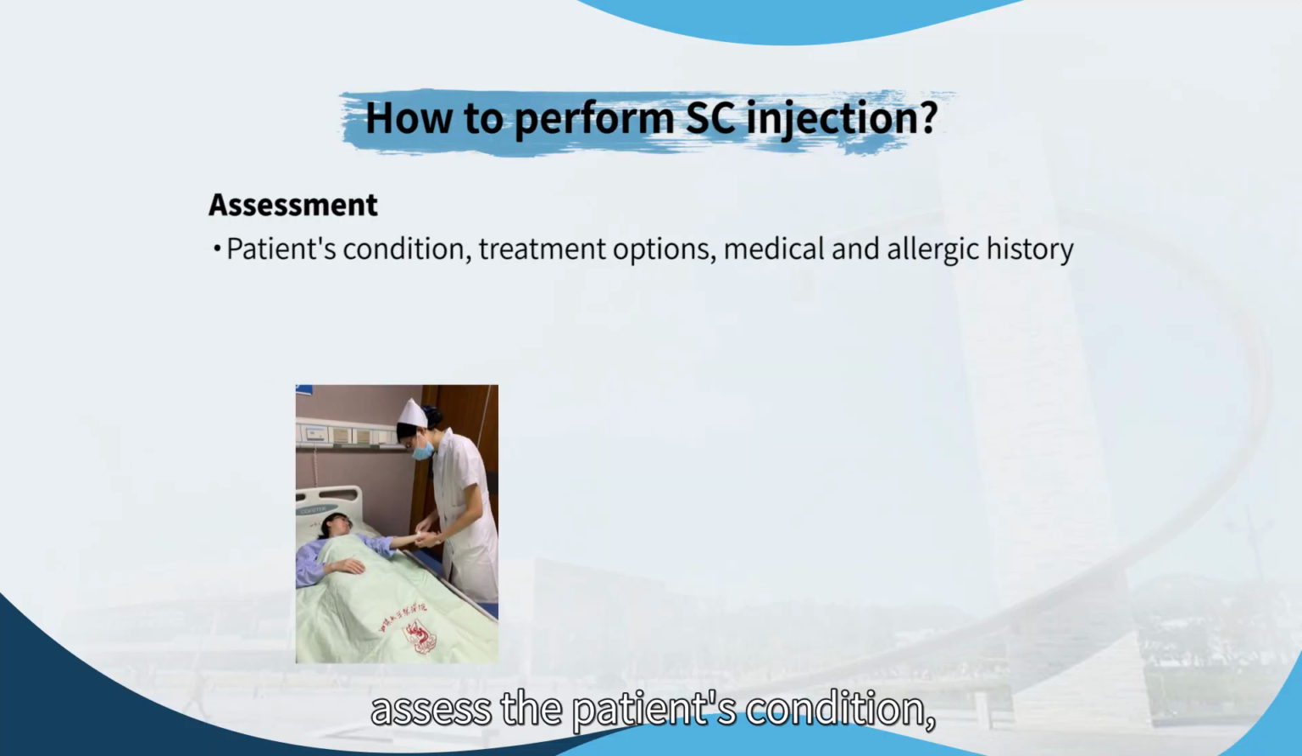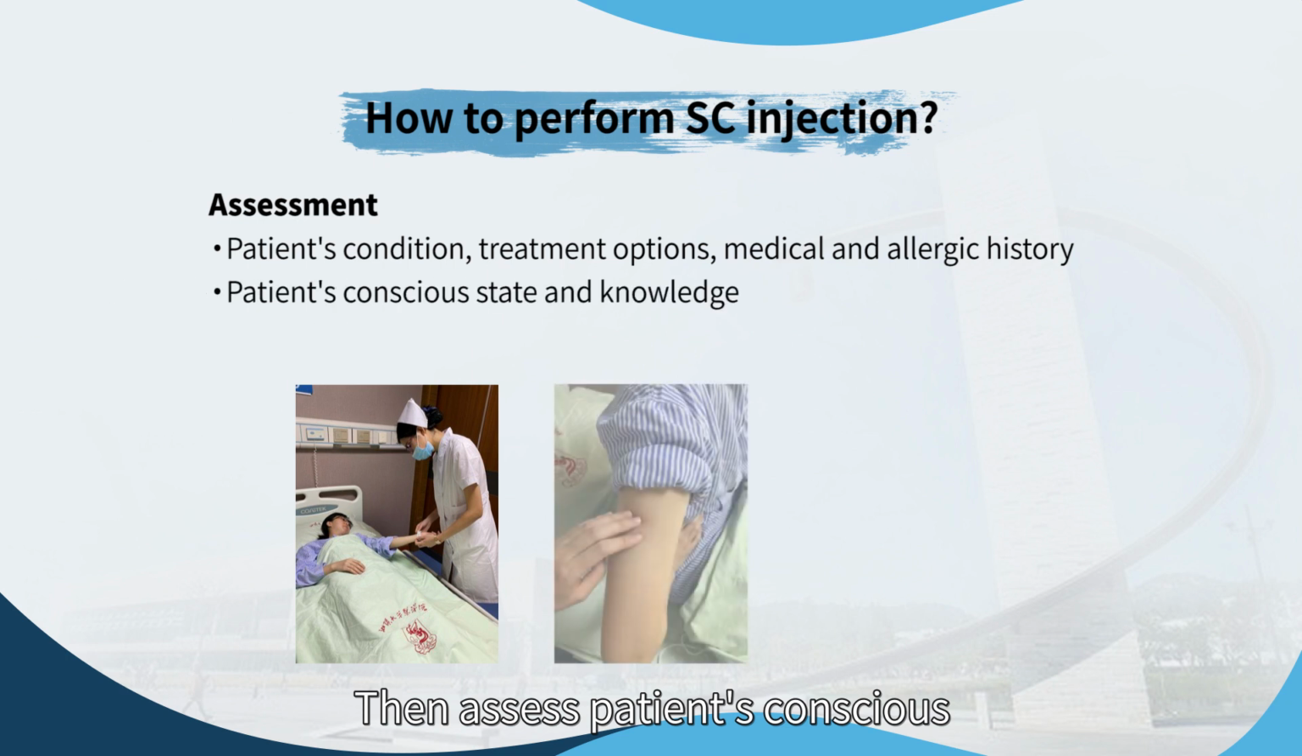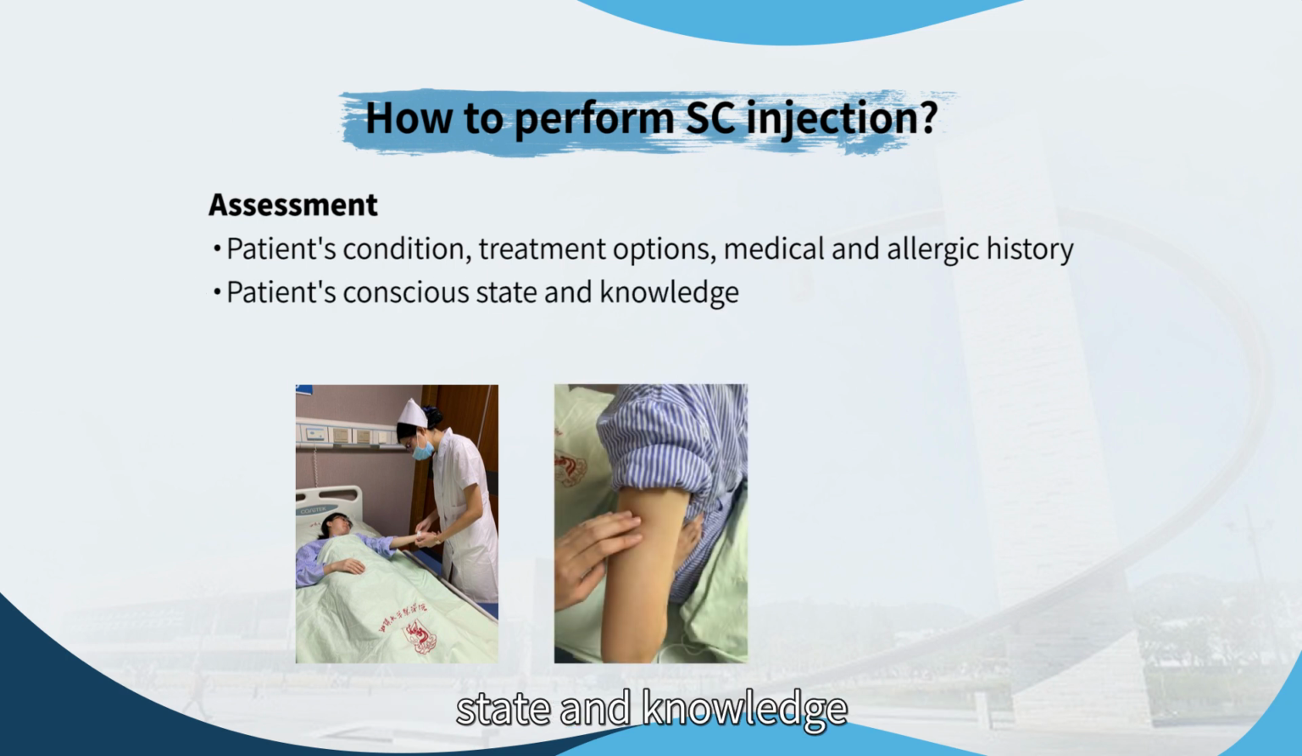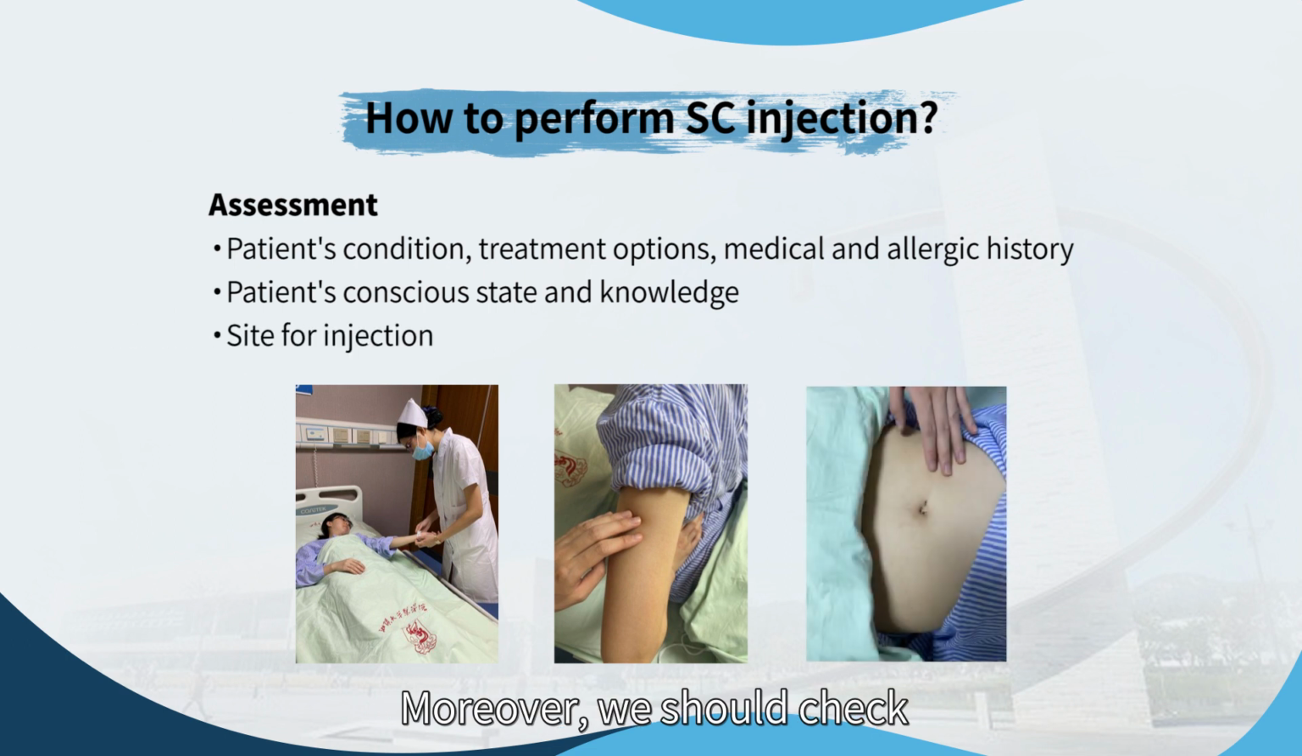First, we should assess the patient's condition, treatment option, medical and allergic history. Some medicines, such as heparin, could increase the risk of hemorrhage. Then assess the patient's conscious state and knowledge about the needs of injection. Moreover, we should check the sites for injection. Choose a site that is free of skin lesion and bony prominence, and one without underlying muscles and nerves.